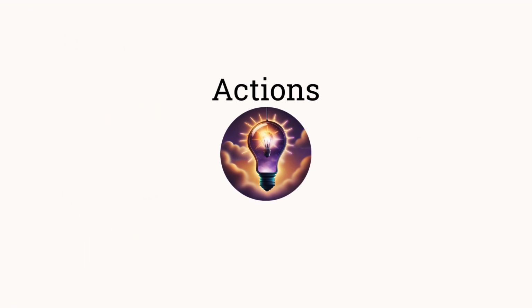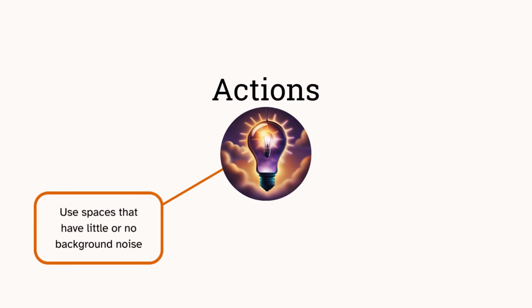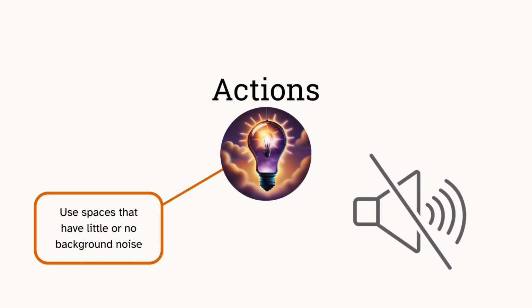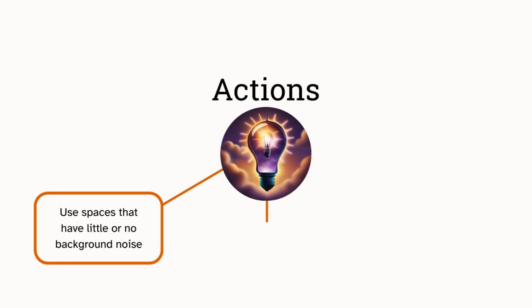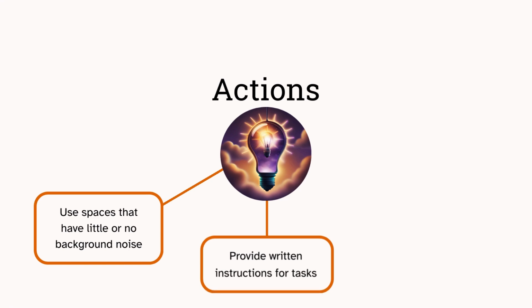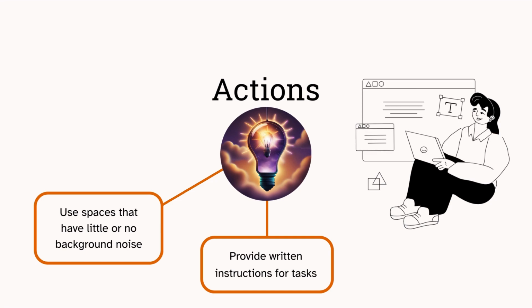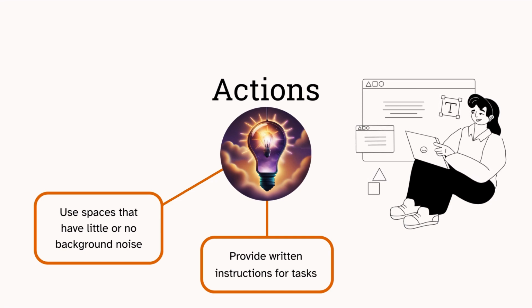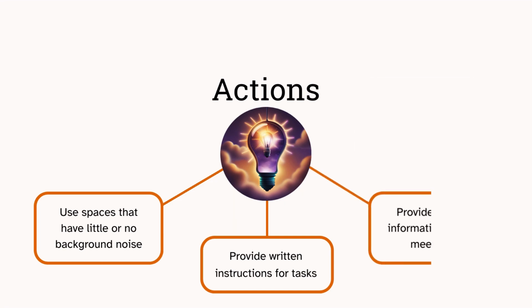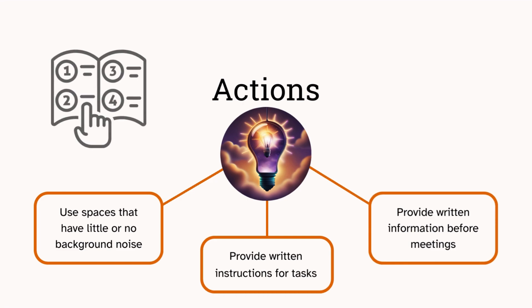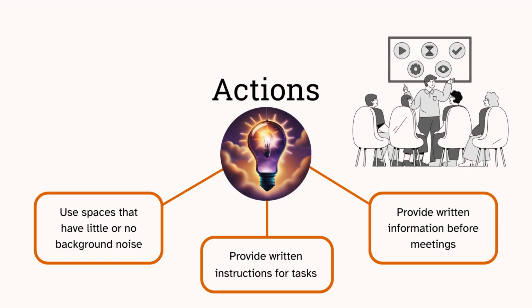Actions. If possible, allow volunteers with hearing impairments to volunteer in spaces that have little or no background noise. Make sure that a written summary of your organisation's standard volunteer introduction or briefing and instructions for key tasks are available if needed. Provide written information, for example a clear agenda, in advance of any meetings. This helps everyone to prepare, contribute, and get the most out of the meeting.